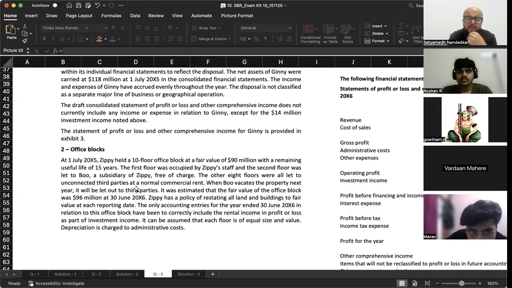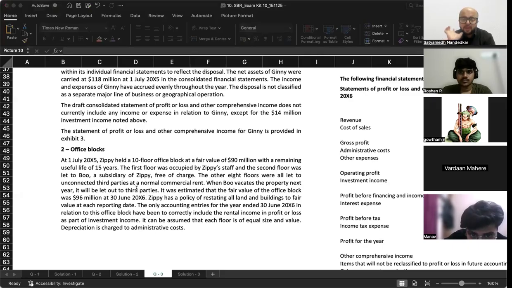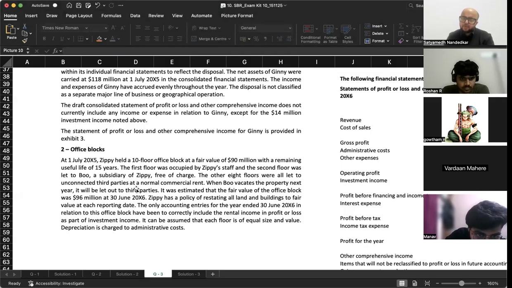And Zippy should keep that fact in mind, and the two floors have become property, plant and equipment, correct? The remaining part is investment property. It is let out to third parties, unconnected third parties, to outsiders. Now what model does the company follow? Fair value. Okay. Fair value model for investment property and also fair value model for PPE, correct? Okay.